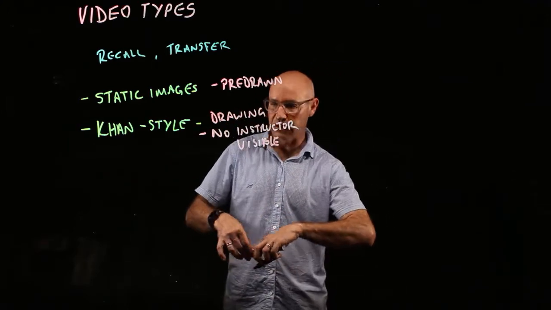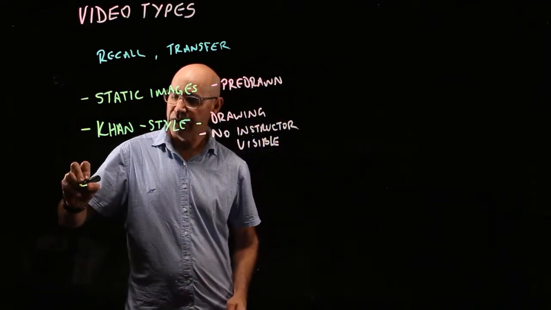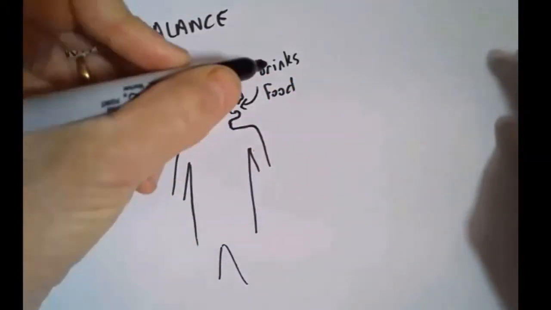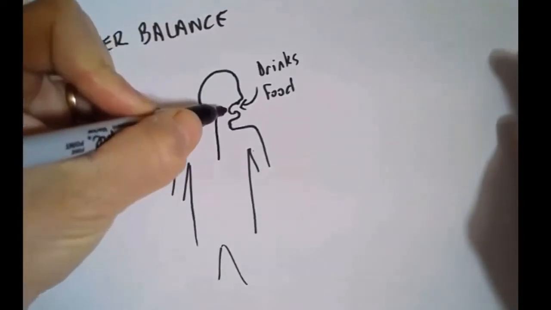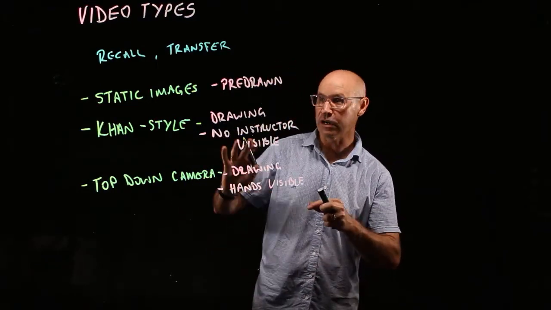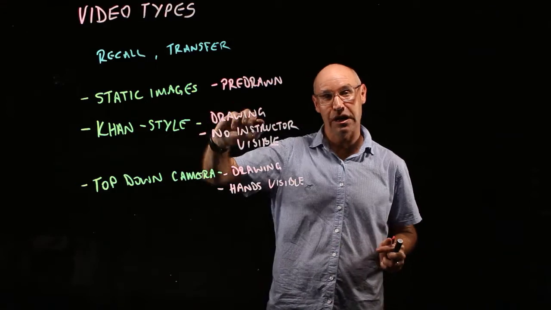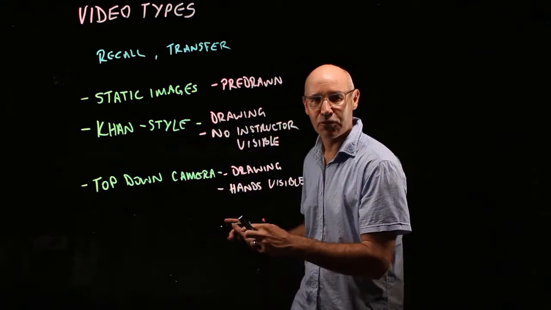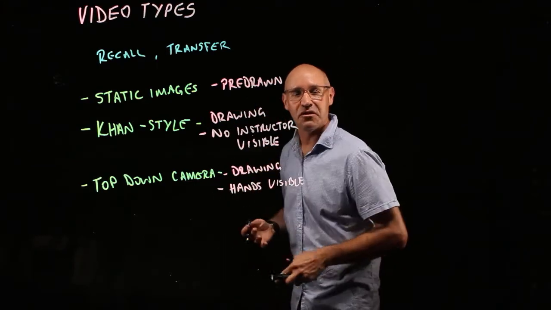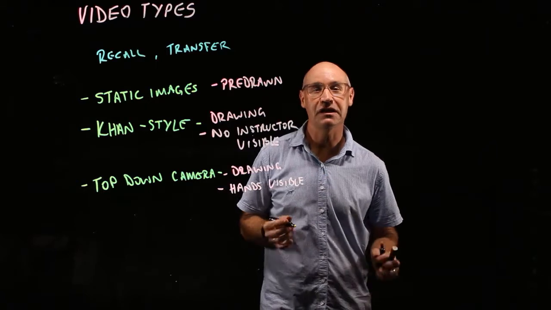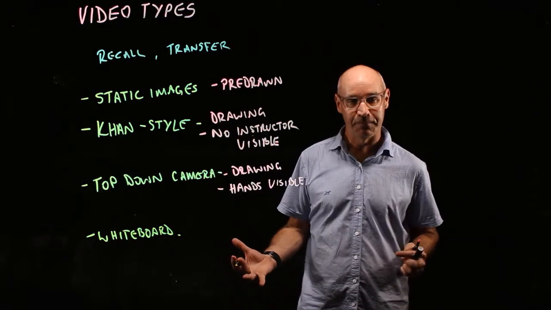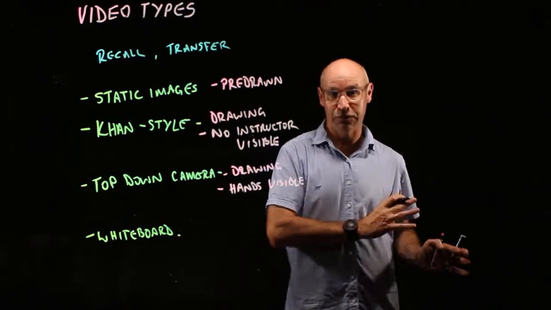The third type was with a top-down camera, like a document camera. With this one, it's drawing in real time and the instructor's hands are visible. The final one was just simply the instructor teaching at a whiteboard, drawing and writing. Of course, because it's on a whiteboard, the instructor had to look at the whiteboard and turn around, so you saw a lot of the instructor's back, which is something we need to keep in mind. So just simply the whiteboard: the instructor is visible and writing and drawing in real time.